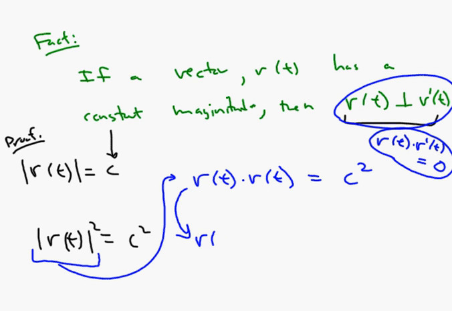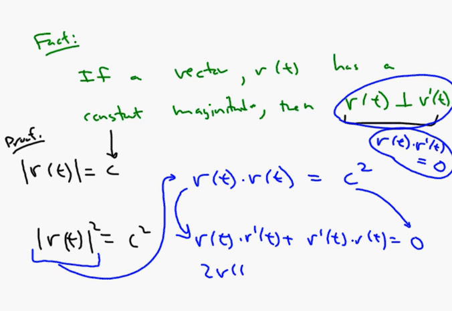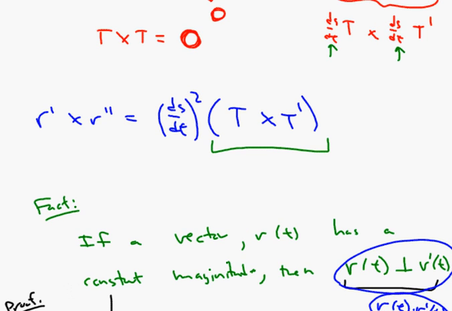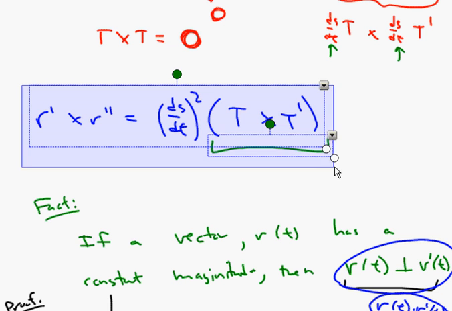So r of t dot r prime of t plus r prime of t dot r of t would equal the derivative of c squared, which, since it's a constant, would be 0. And now you have it, because you have 2 r of t dot r prime of t is equal to 0. That implies that r of t dot r prime of t must be 0, because 2 can't be 0. Now the dot product is 0, and we have shown what we wanted to show. So that turns out to be a really important fact to help us deal with this expression.